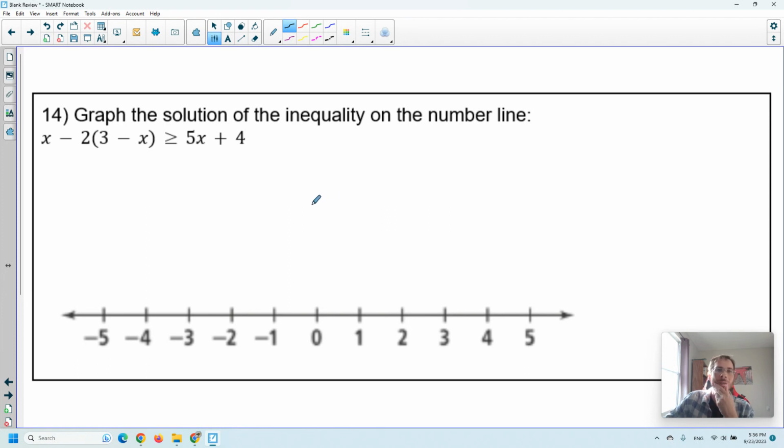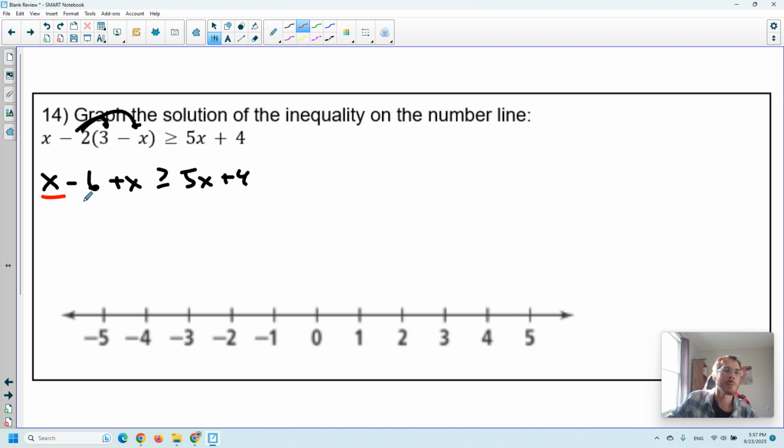14, graph the solution of the inequality on the number line. So, okay, seems very similar to the last one. In fact, it looks like it's almost exactly the same as the last one. We're going to distribute again. -2 times 3 is -6. Negative times -x is plus x. Greater than or equal to 5x plus 4.